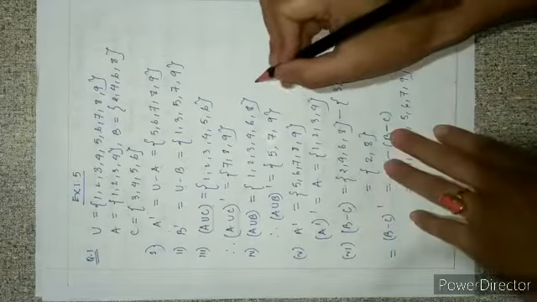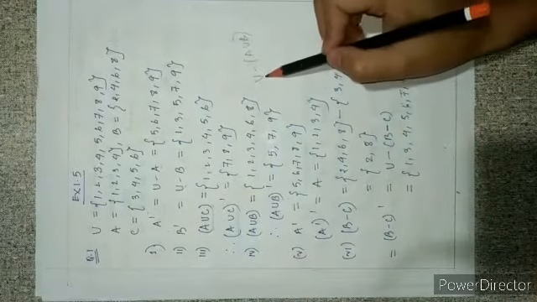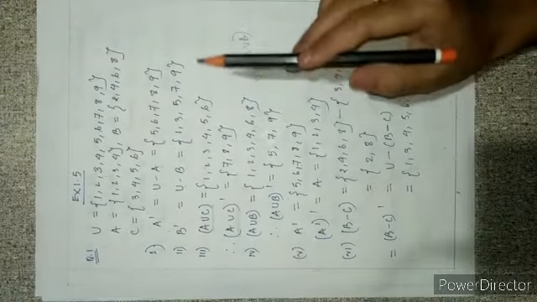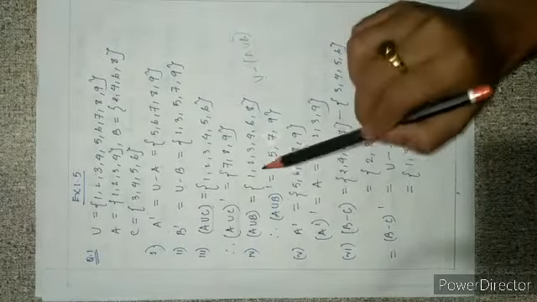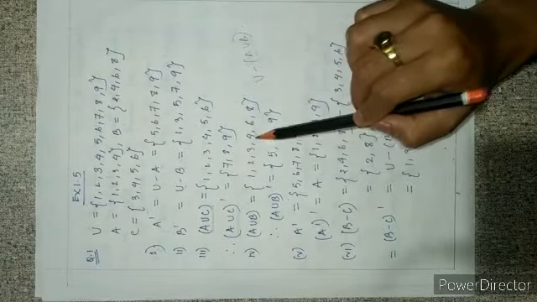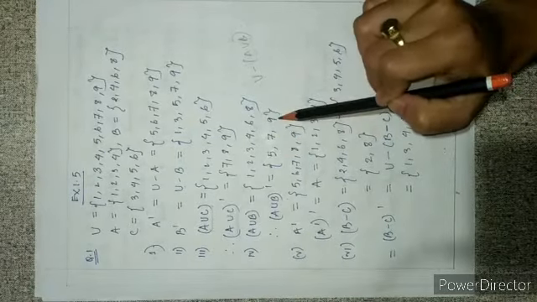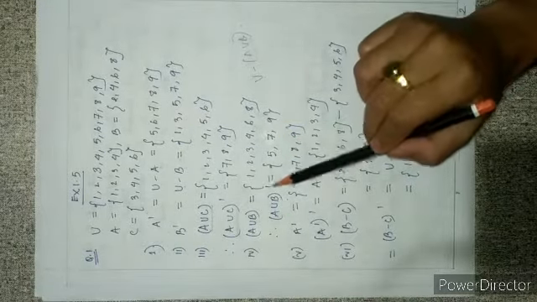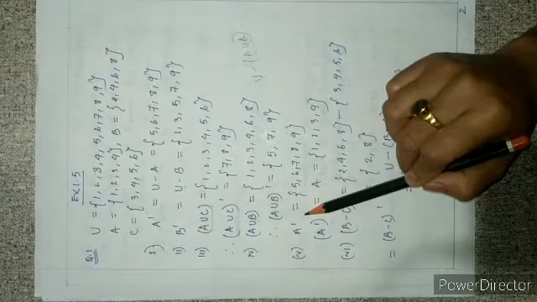And now it is equal to U minus A union B. The universal set elements are 1, 2, 3, 4, 5, 6, 7, 8, and 9. Removing the elements of A union B, 1, 2, 3, 4, 6, 8, the remaining elements are 5, 7 and 9. So this is the complement of A union B.